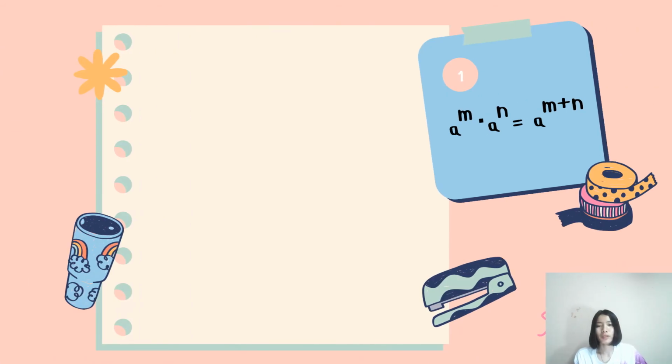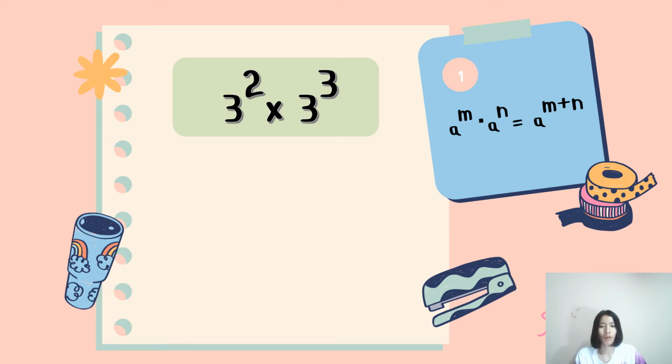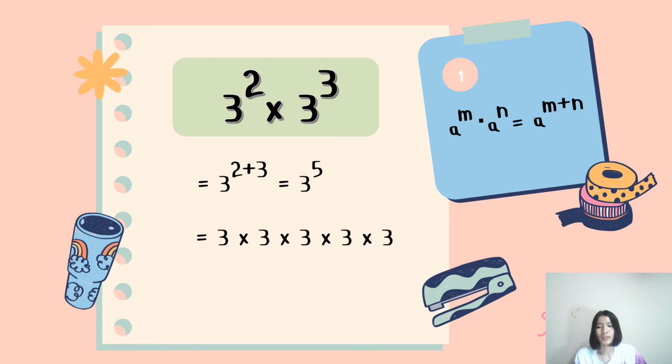So for example, the equation 3 to the power of 2 times 3 to the power of 3 is equal to 3 to the power of 2 plus 3. Then the equation will become 3 to the power of 5. So it means that 3 will be multiplied 5 times, and it will give a result of 243.